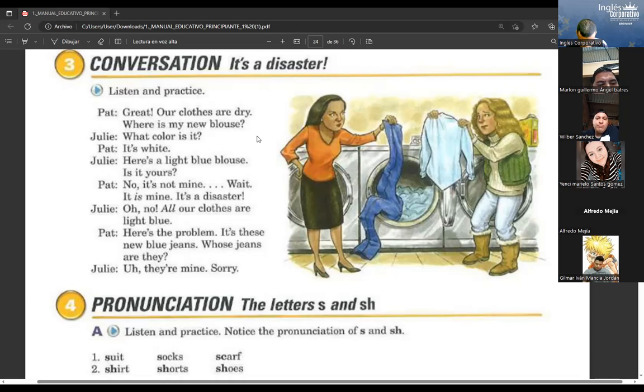Here's the problem. It's new blue jeans. What jeans are they? Oh, they're mine, sorry.